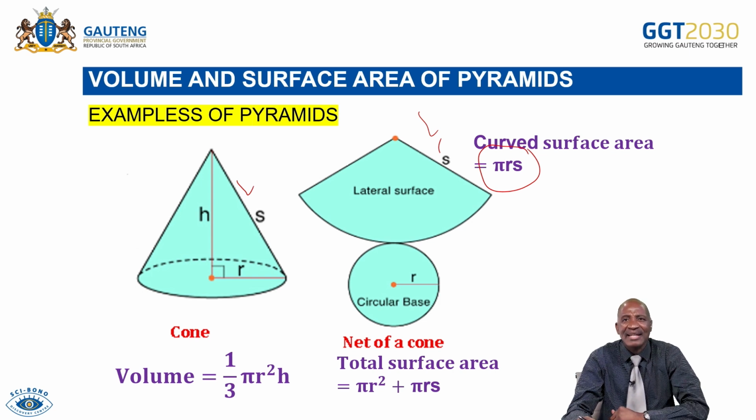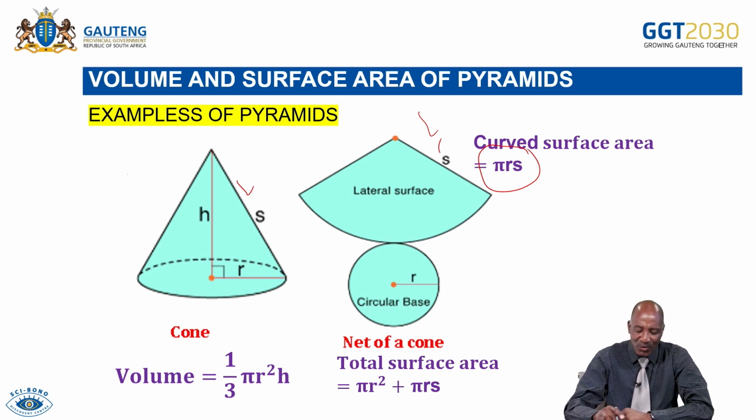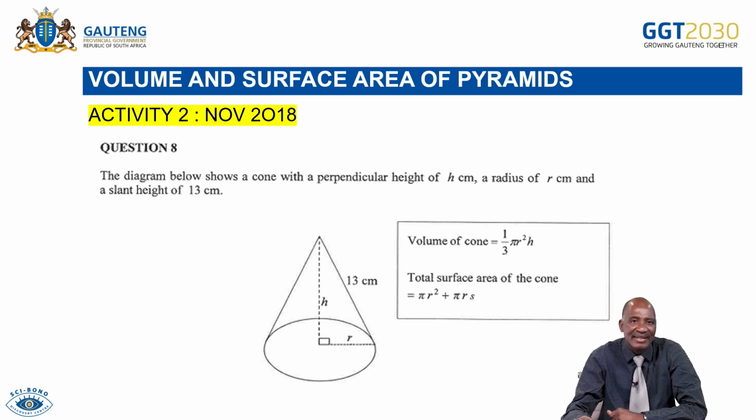The curved surface area of a cone is given by pi rs. We don't even need to prove it. It's given to us. Pi rs, whereas the base is a circle, so it's pi r squared. Therefore, if we were to put these faces together, the total surface area is going to be given by pi r squared plus pi rs. Adding those 2 together will give you your total surface area.